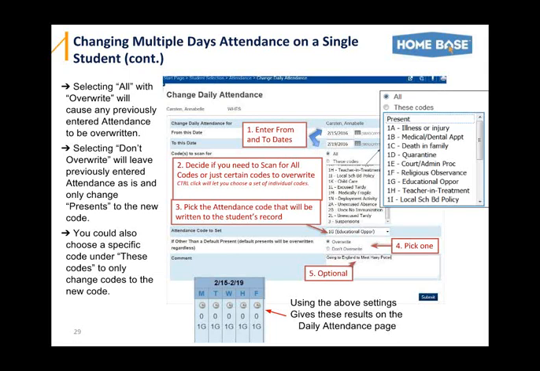Okay. What it looks like in the student page when you're done is what that bottom box is showing you. So from 2:15 to 2:19, it'll look like 0 minutes and 1G because we didn't change any time, but we did change the code. And that's for Monday, Tuesday, Wednesday, Thursday, and Friday, for all of those days. Because I chose to scan all of the codes for those 5 days, and regardless of what was in those codes before, I'm changing them to 1G.